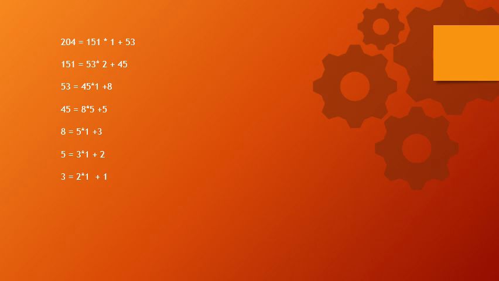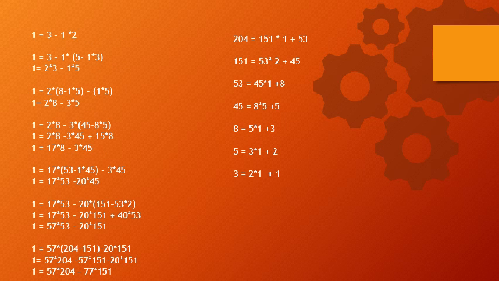And now we express 53 in terms of 45. So 53 is nothing but 45 into 1 plus 8. And now we express 45 in terms of 8. So 45 is nothing but 8 into 5 plus 5. And this goes on till you get a 1 here. If you don't get a 1 here, it means there is no inverse existing. So if you get a 1, then stop at this particular place.